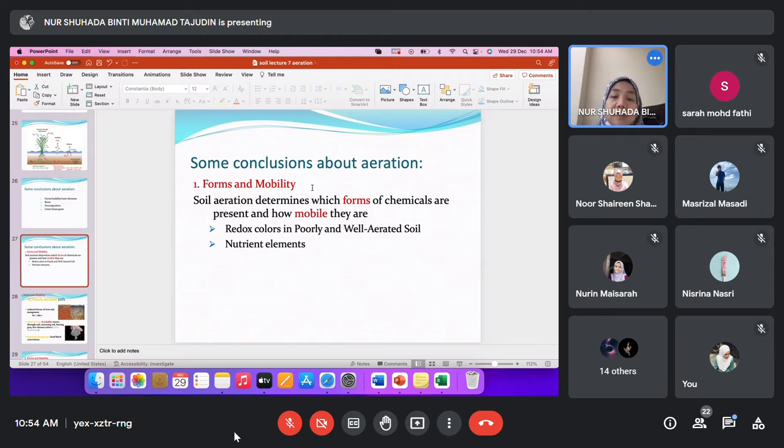Soil aeration actually determines the forms of chemicals present and how mobile they are. Fe2+ and iron 3 are more mobile. Mobile means it is easily carried away. When it is easily carried away, it becomes toxic substances. For example, like the floods now. If it is in the Fe3+ state, it is easily mobile and will enter the aquatic environment, which might harm your aquatic environment, your fish and so on. That is why it must be in a compound form. When it sits in a compound form, it is not easily mobile.